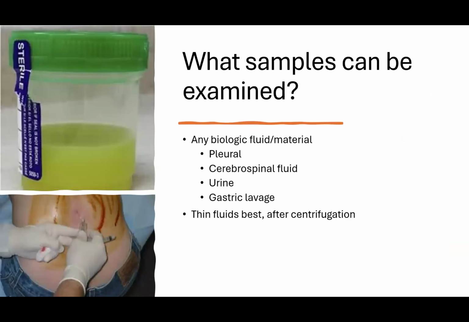So what samples can be examined? Essentially, if you can get a biologic fluid or material, you can ask for AFB on it. Most commonly, I would imagine we send pleural fluid, CSF, urine, and us NPs, we send gastric lavage a lot, and I'm sure it's also done in adults sometimes if they can't cough. Thin fluids are best, and then it's looked at after centrifugation.